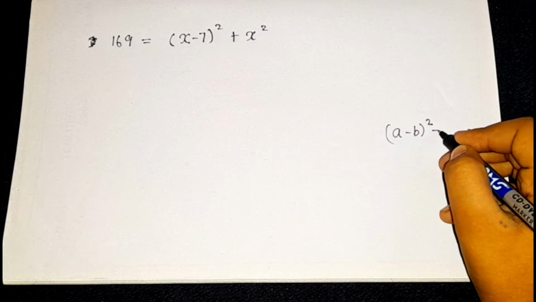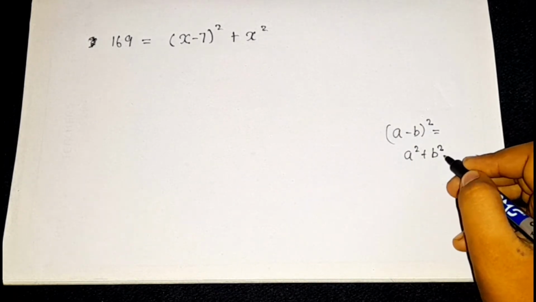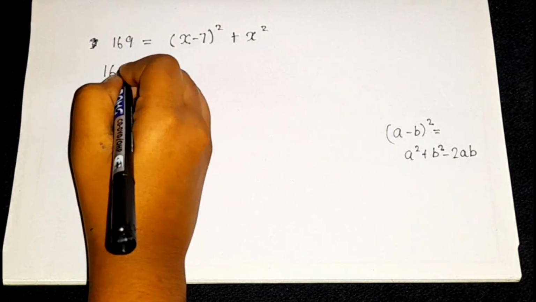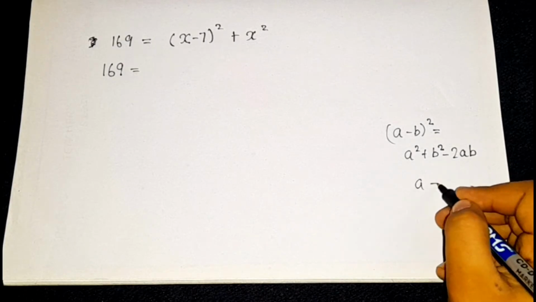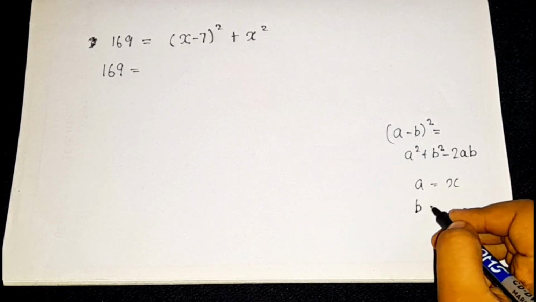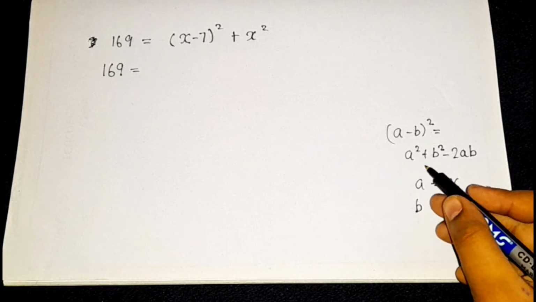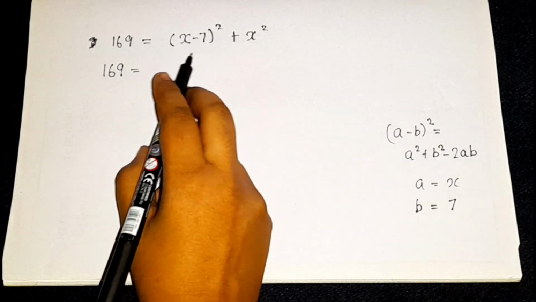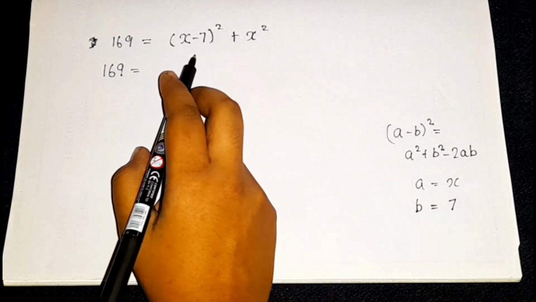So (a minus b) the whole square means a square plus b square minus 2ab. So this was the formula, am I right? I am going to be applying this formula. So 169 is equal to, here the a value is x and the b value is 7. Wherever we have a we are supposed to write x, wherever we have b we are supposed to write 7, because we are just applying the formula right over here, that is (a minus b) the whole square.